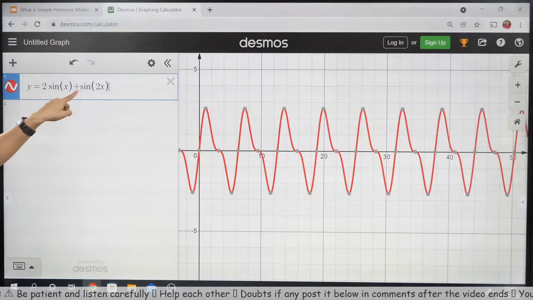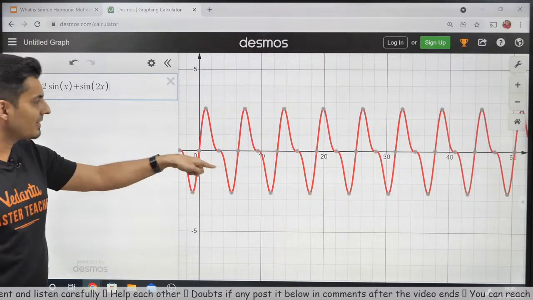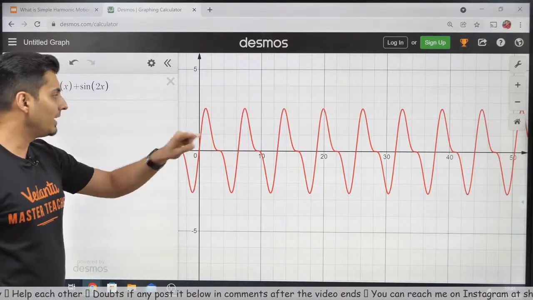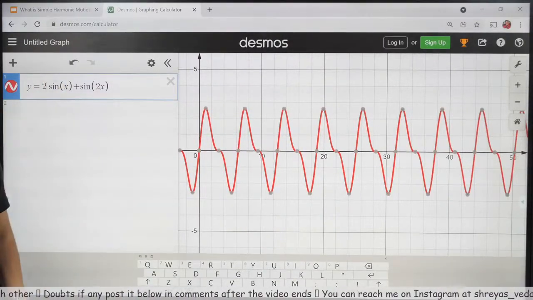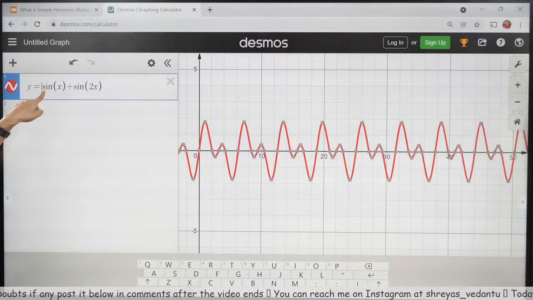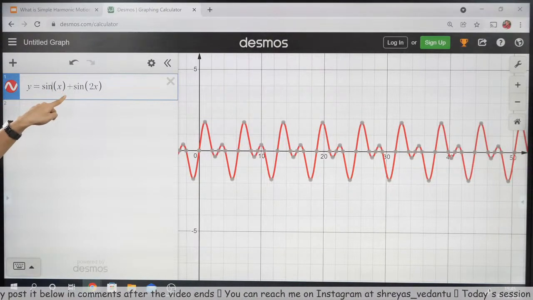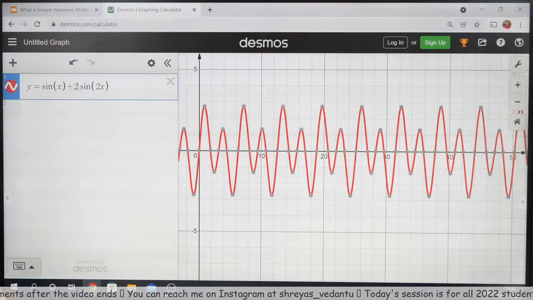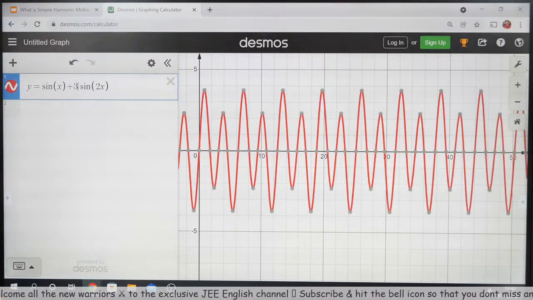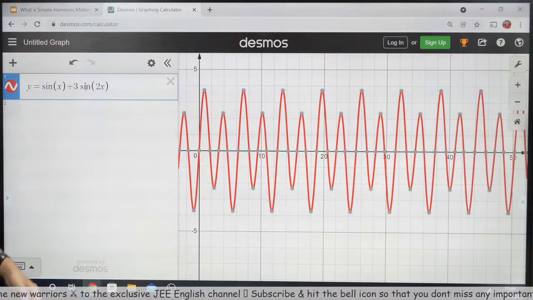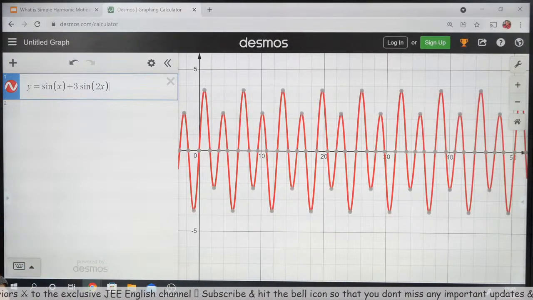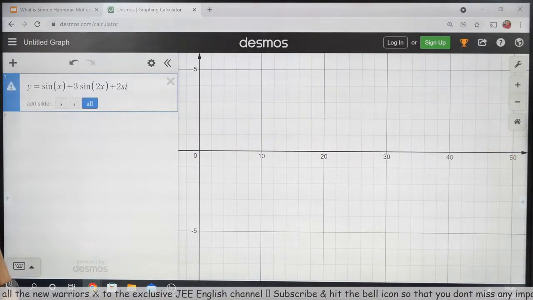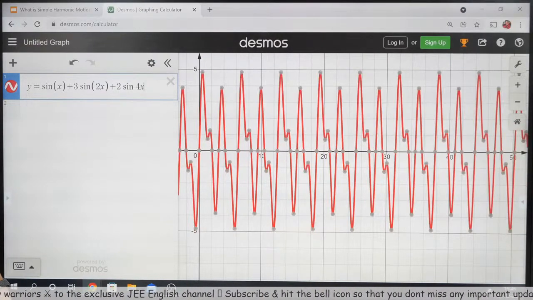Interesting. The moment I added sine of 2x, you can see the shape has become very weird, but still it is repeating itself. I can change the constants out here. So if I don't want this 2 here, maybe I want a number 3 over here. Oh, now it looks very different. Okay, then see how it looks. Wow, very interesting. Let's say I add some more numbers, like maybe 2 sine 4x.